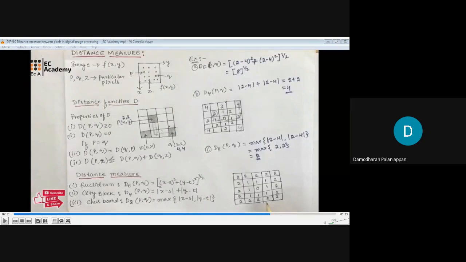So we have completed how to find the distance between two pixels with formulas. Now we are going to a new topic, so I will stop sharing the screen and share a new screen for the new topic.